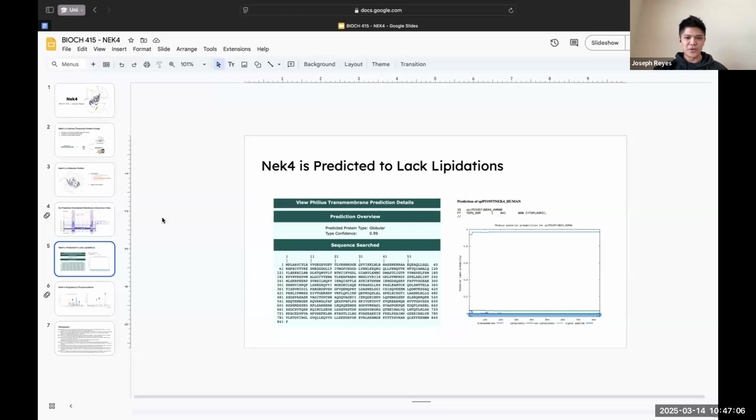There are also no predicted lipidations for NEK4: no palmitoylation, no myristoylation, no prenylation by SwissPalm, Myristoylator, or the prenylation prediction suite. No signal peptides were predicted using Phobius or Philius, as shown here on the screen, and no coiled coil structures were predicted using DeepCoil or Marcoil.